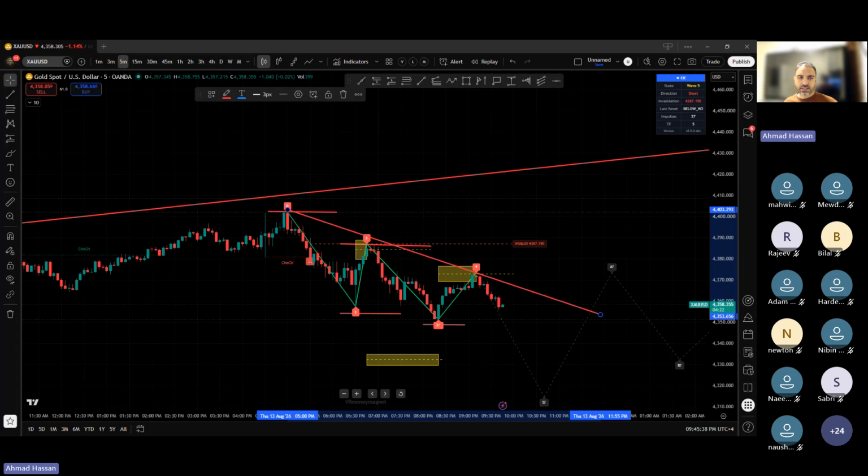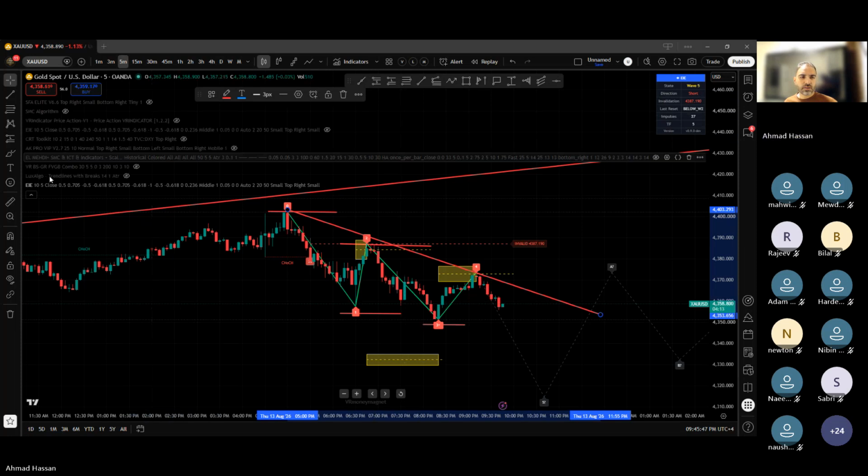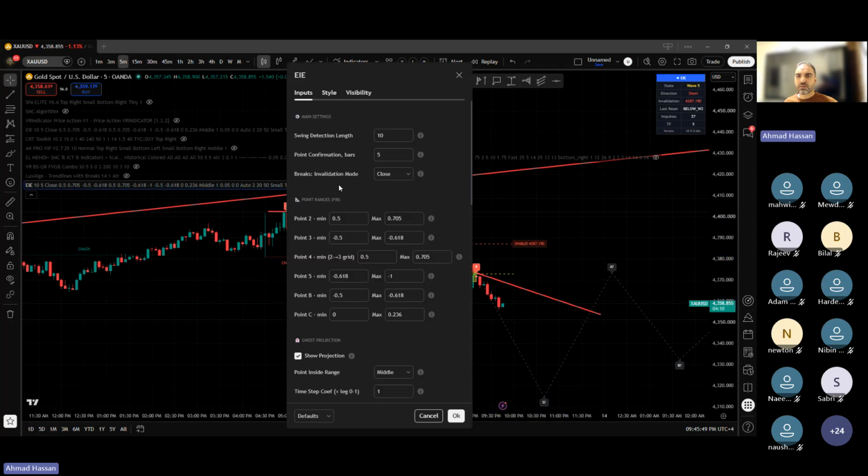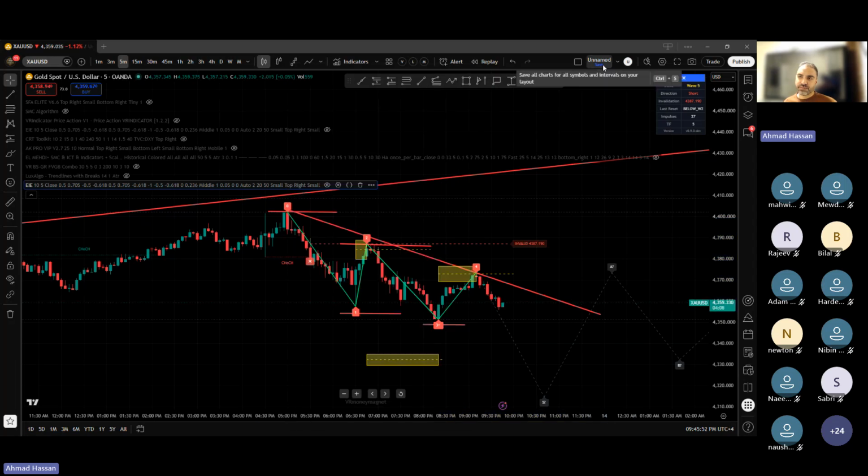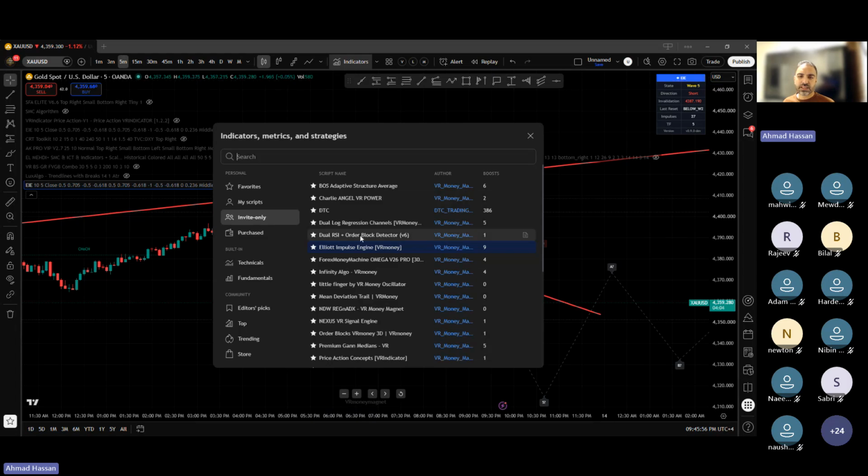Okay, now next. This indicator number 1, what is this called? Let me open the settings. It's called EII, Elliott Wave 1, which is already with all of you. You can see my Elliott Impulse Engine, the impulse engine, which is our money magnet. Thank you to the 9 people who have given a boost for us. I appreciate that you got this and you're getting really good benefit out of it.